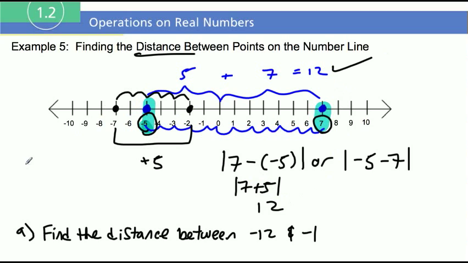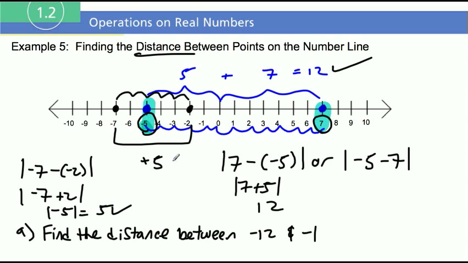Same thing right here. The absolute value of -7 minus -2. I'm just going to do -7 minus -2. Well, this means -7 plus 2, because of the double negative. -7 plus 2 is -5. But what's the absolute value of -5? Well, 5. So what I'm trying to show you is that the way you find the distance between two numbers is you subtract them and you find their absolute value.